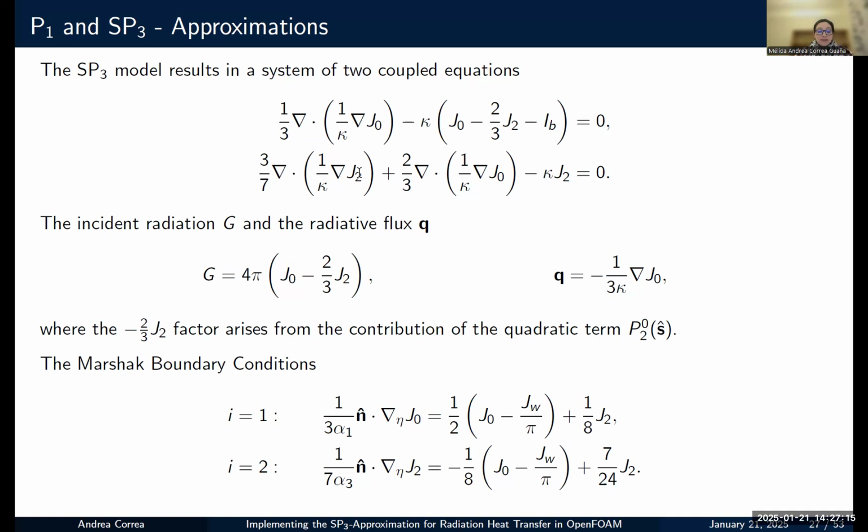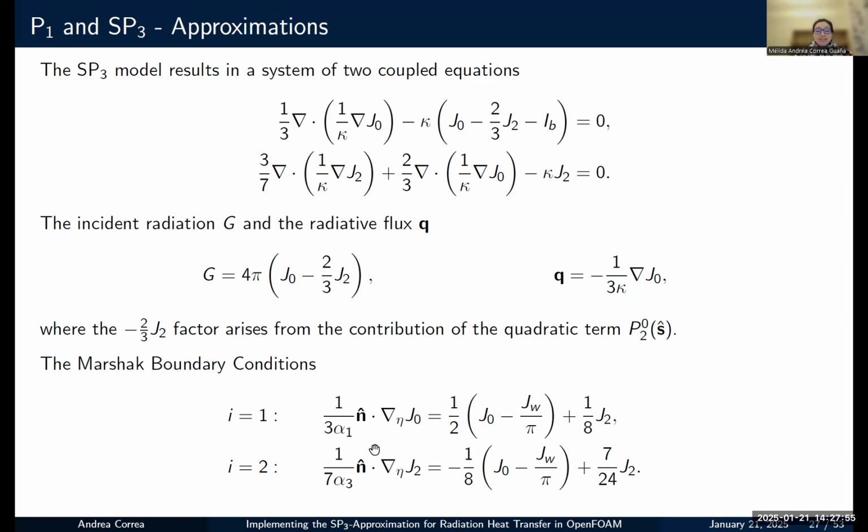This is the second-order moment, which incorporates the most important angular variations to capture quadratic anisotropies. Both equations combine effects such as absorption, scattering, and radiative source, and must be solved simultaneously due to their interdependence. We have here the incident radiation and heat flux that depend on these moments.